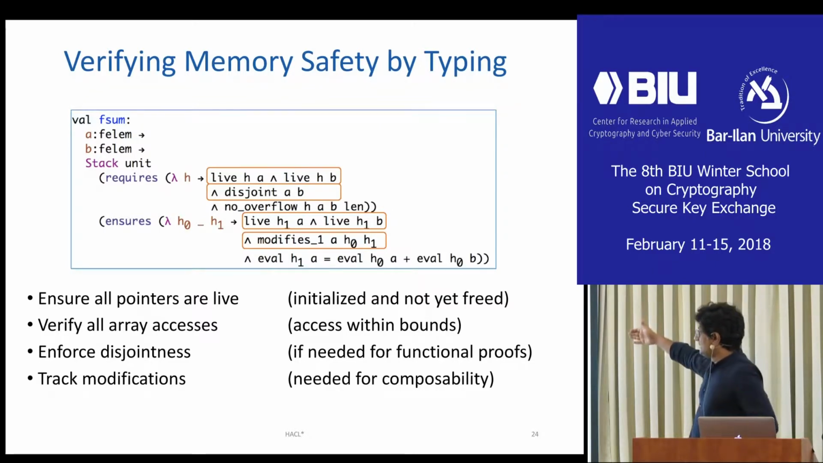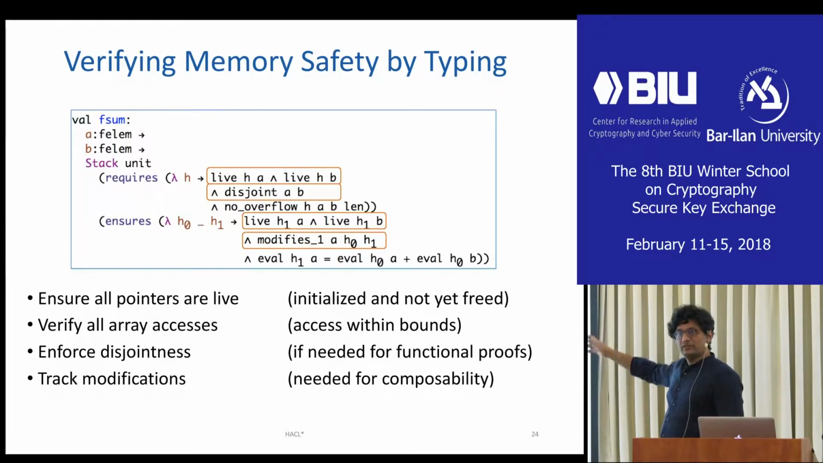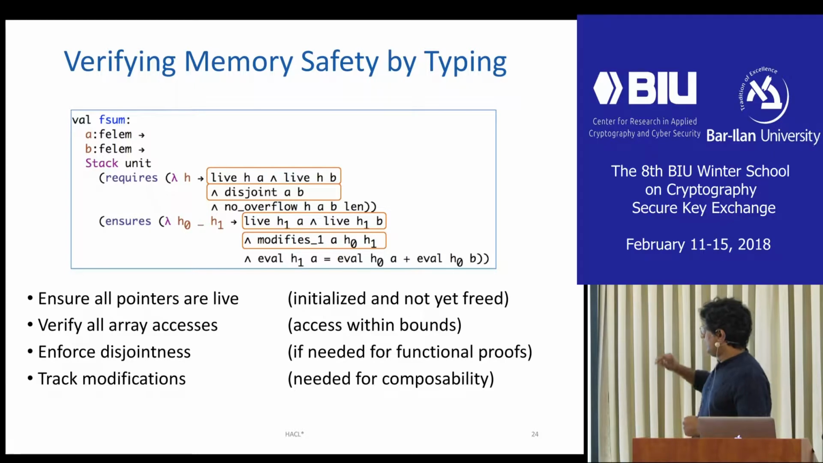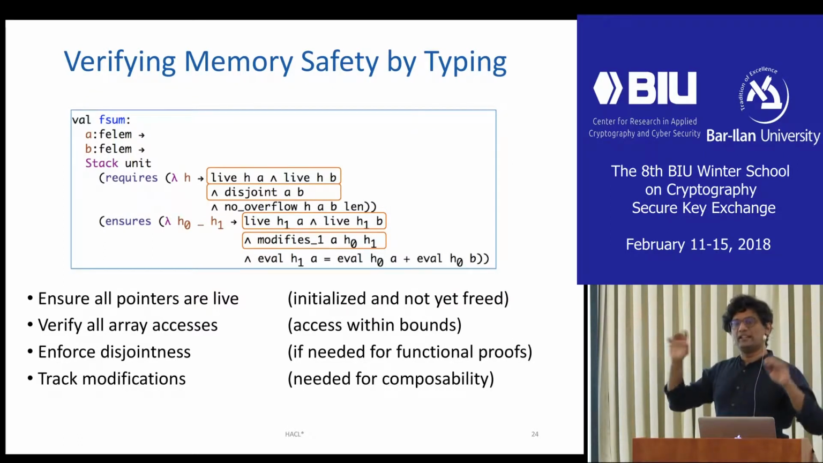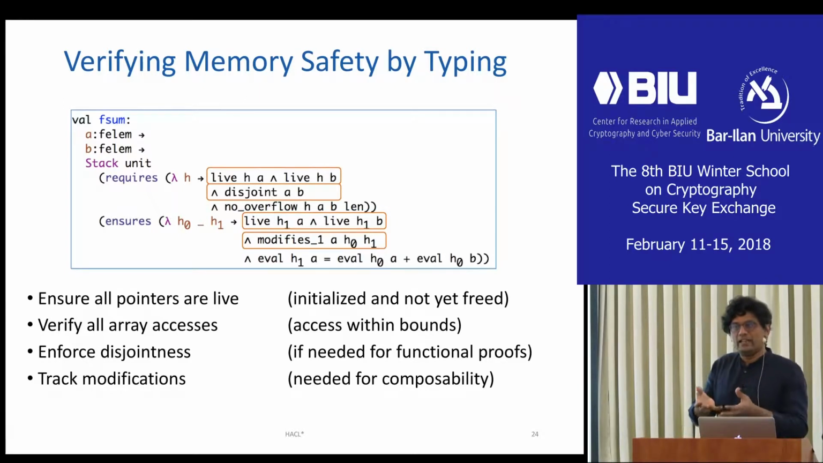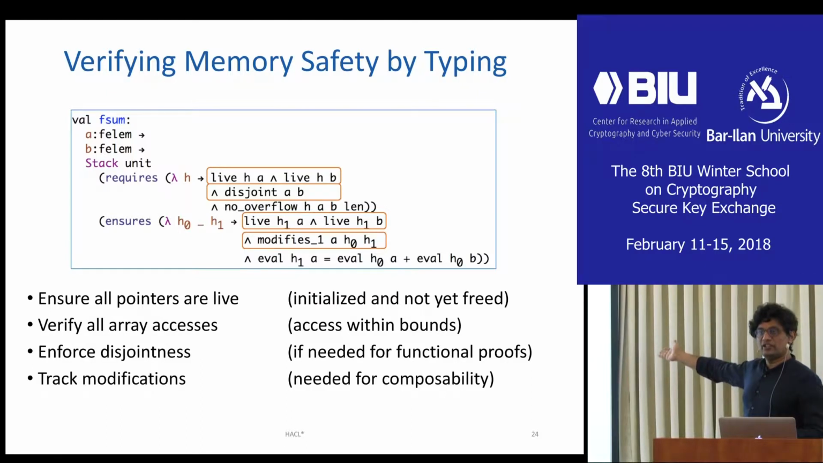The postcondition is that in the final heap, H1, in the final state of the function, A and B are still live, which means you did not deallocate them. You did not free these pointers. You promise that this function only modifies A. It doesn't modify B. It doesn't modify anything else in the world except for A. And the final value of A in the heap H1, if you look at the value in A, is in fact the sum of the two values A and B in the initial heap.